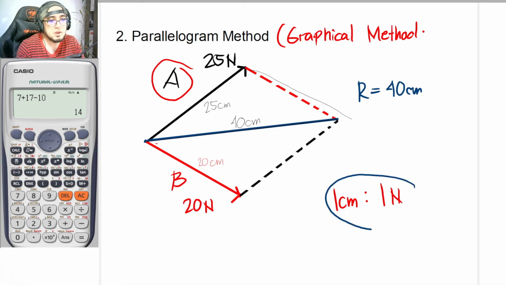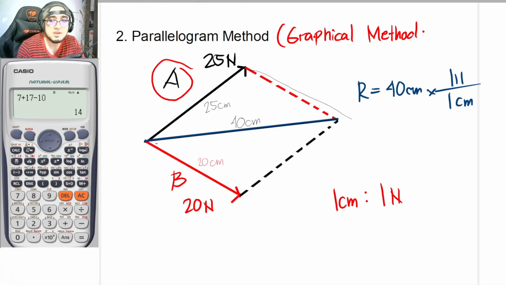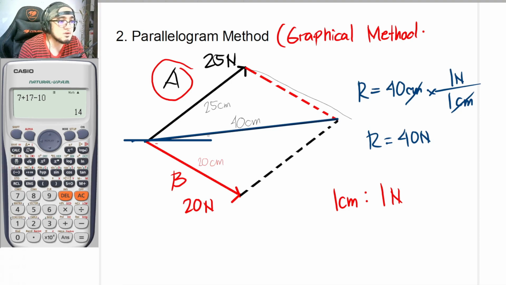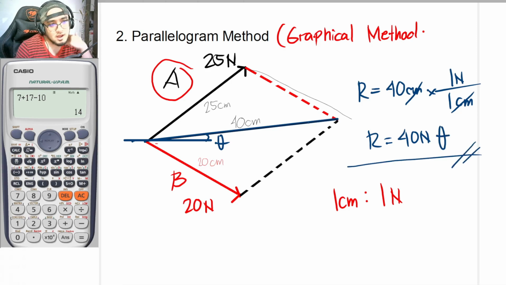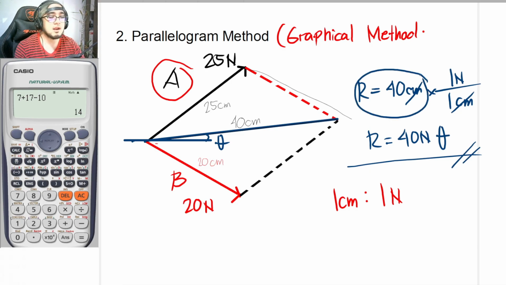Just multiply it by your chosen scale. For every 1 centimeter, there is 1 newton, so the centimeter would cancel out. Your R is now equal to 40 newtons. For its direction, draw a horizontal line here, get a protractor and measure this angle, then include the angle here. This is now your resultant, assuming my answer here is correct.